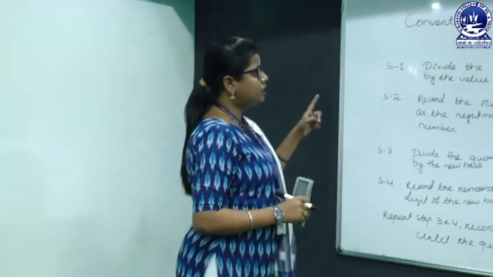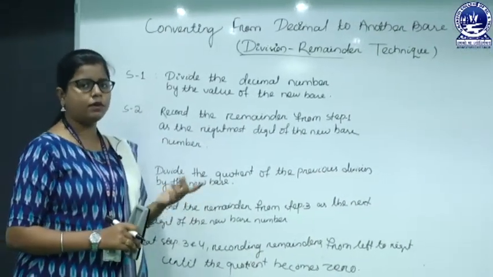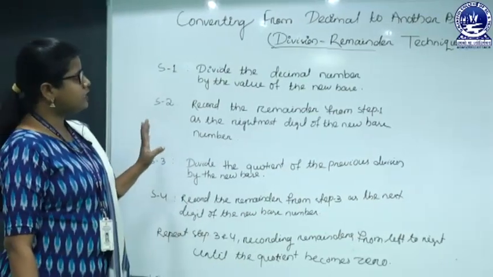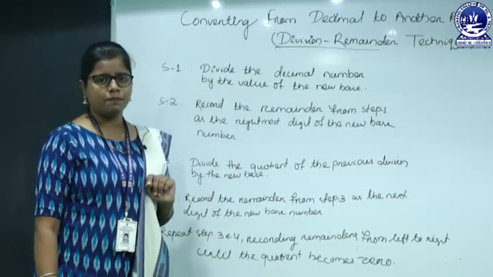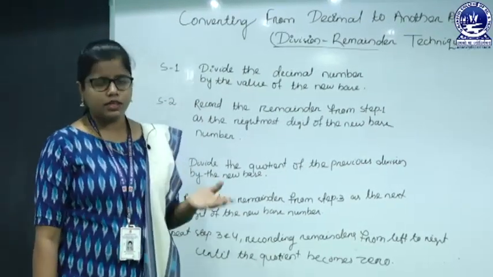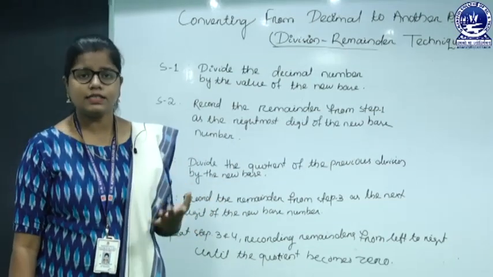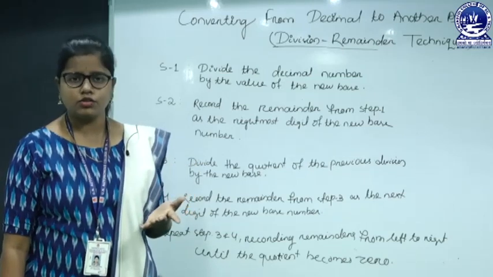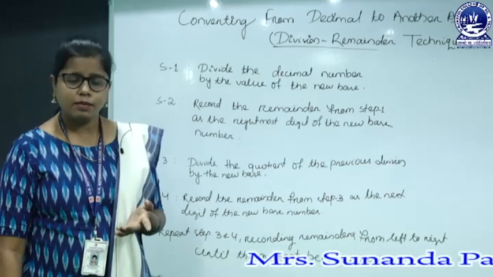So this is the method. By following this method, we can convert a decimal number into another base number system. Step 1 says divide the decimal number by the value of the new base. Suppose I want to convert a decimal number into hexadecimal number system. So what is the new base? To which base we are going to convert the decimal? That is hexadecimal. So what is the base of hexadecimal?